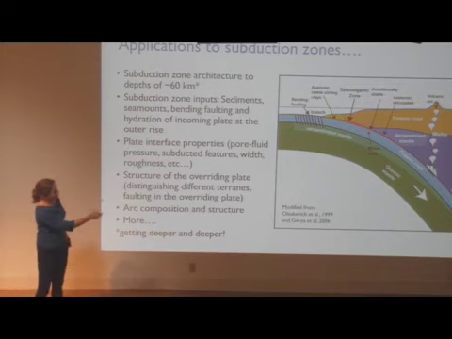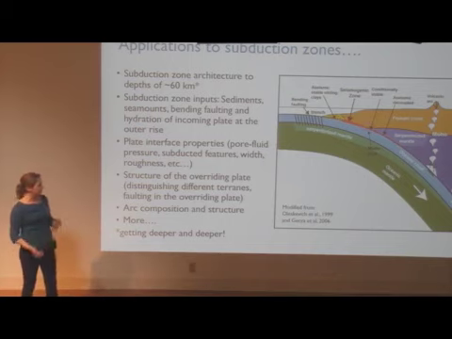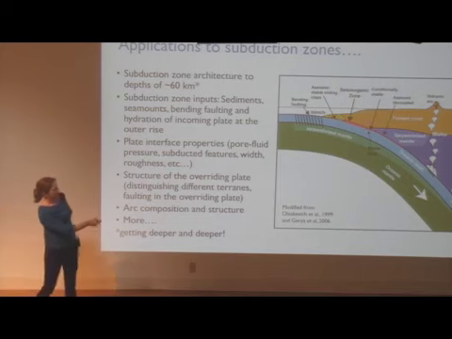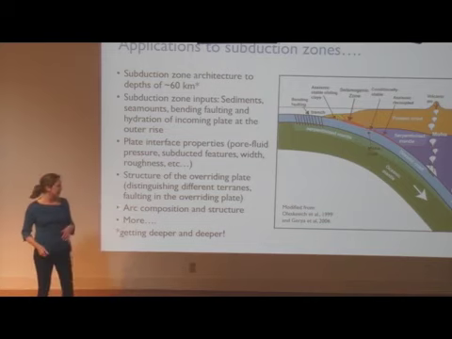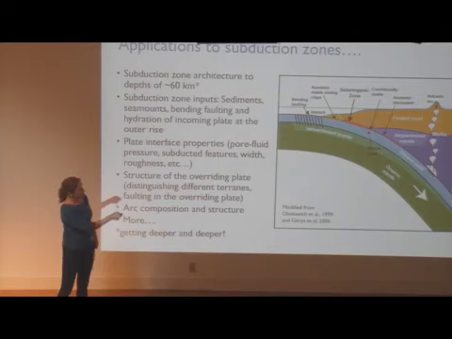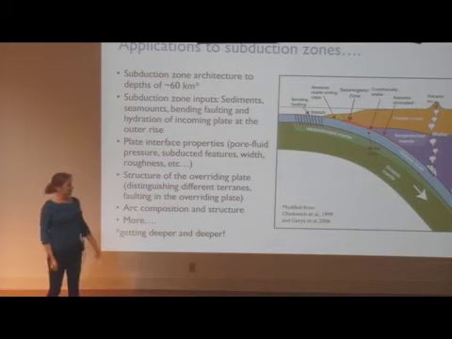We can look in detail at the properties of the plate boundary, including how wide the cumulative deformation zone might be, changes in pore fluid pressure with depth, and where subducted features are that might be important for controlling behavior. We can understand things about the structure of the overriding plate, including distinguishing different terrains that might be there. And we can also have a unique view of the composition of the arc crust that can be related to geochemistry. And the list goes on and on.